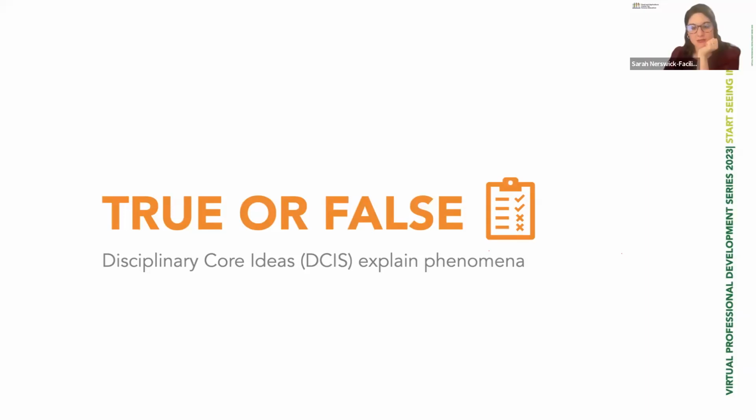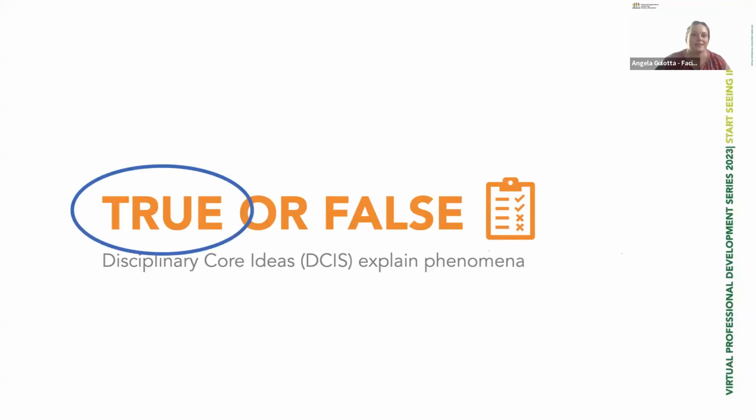Okay, I'm going to end the poll and share the results. Okay. So it looks like we have 65% have said true, that DCIs explain phenomena, and we have 35% that said false. Awesome. Let's tell them the answer, Angela. Sure thing. So yeah, this one was true. DCIs, or disciplinary core ideas, are used to help students explain a phenomenon or design solutions to a problem. But remember, that's only one part of the picture for that explanation. But they are using science ideas, or DCIs, to explain them.